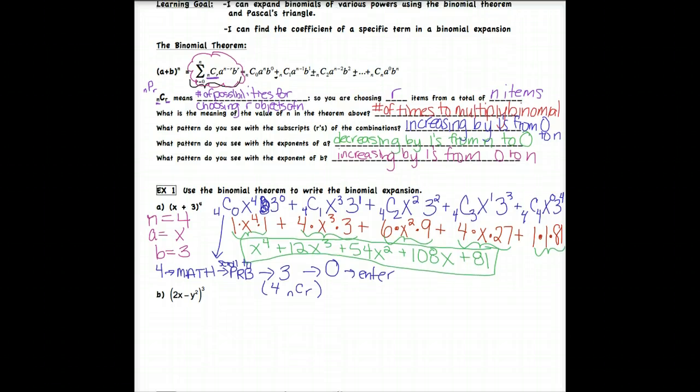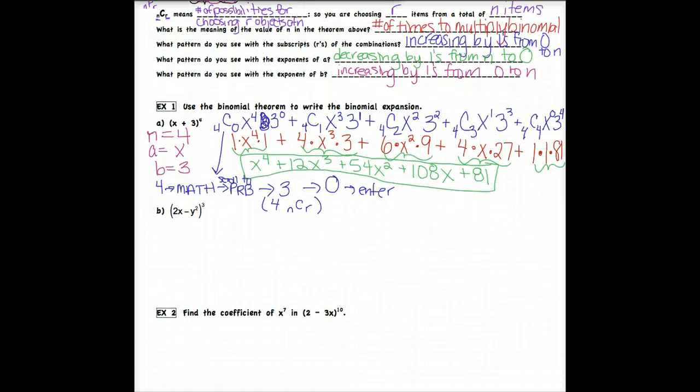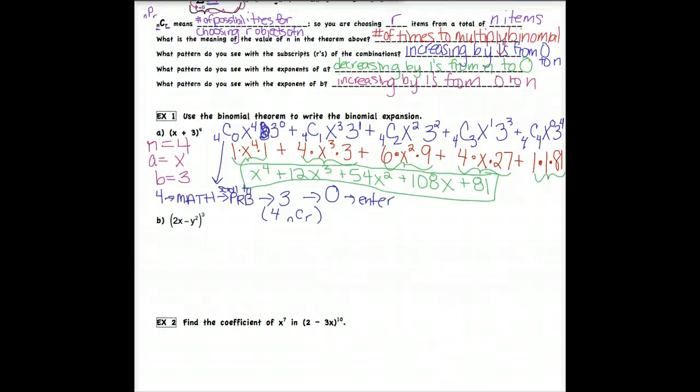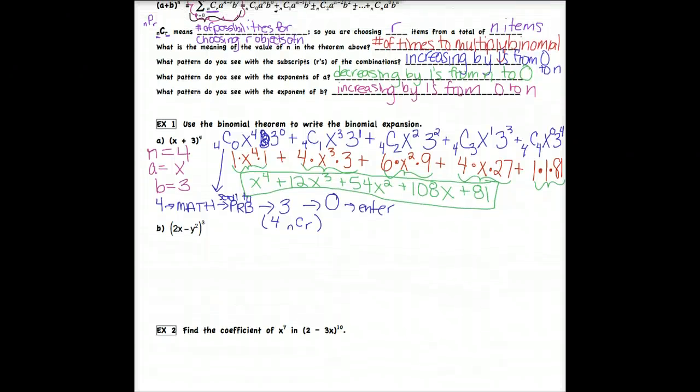All right, let's try another of these. So now I've got 2x minus y squared all raised to the 3rd power. So in this case, my n is 3. My a, my first term, is 2x. And my b is negative y squared. Make sure we take the negative symbol with it if it is negative.